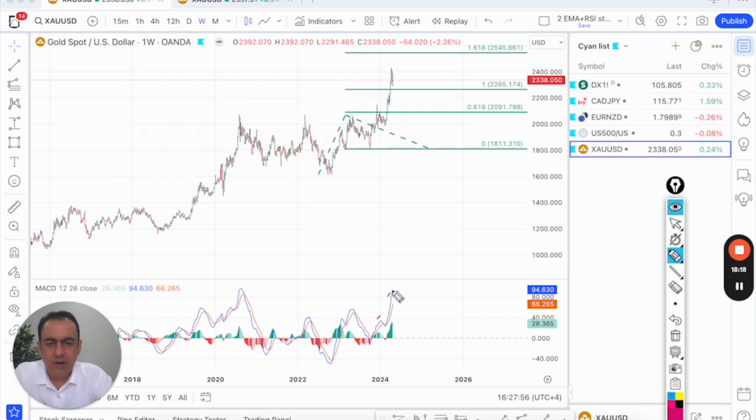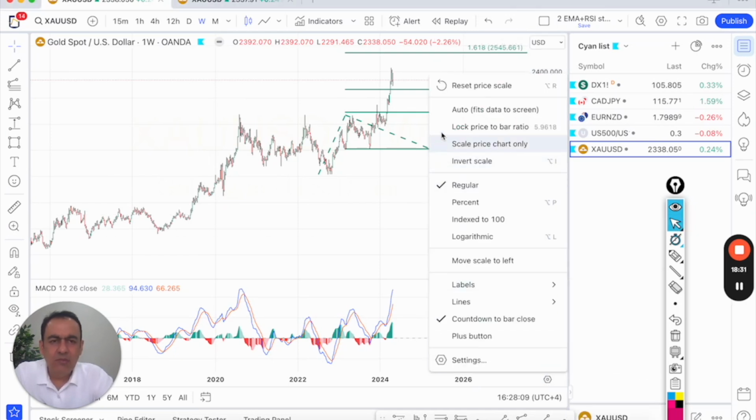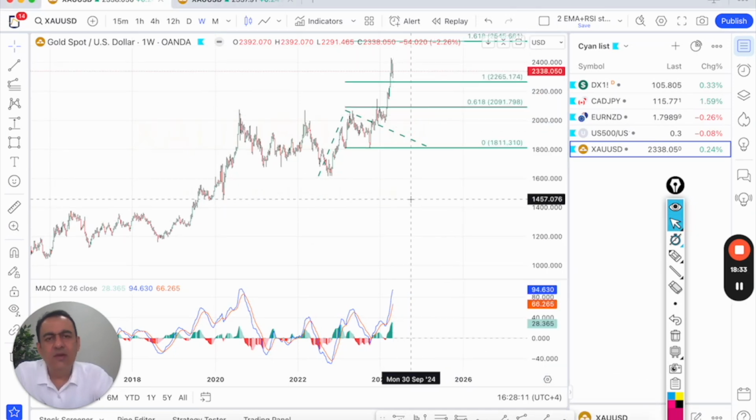We have higher high pattern on MACD histogram, on MACD lines, and we have higher high pattern on price, which means there is convergence, there is confluence, no signs against in the bullish trend. So monthly remains bullish, weekly remains bullish. Now moving down to daily.